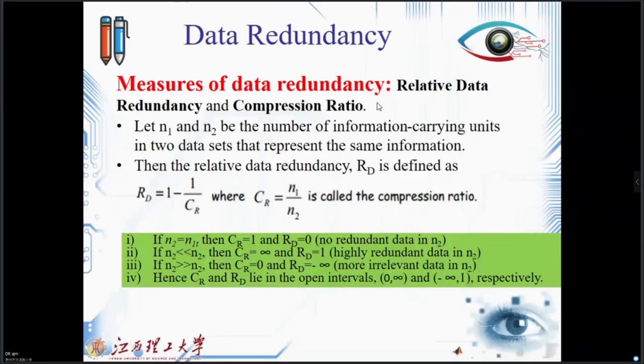The next case is that N2 is much greater than N1, then CR becomes 0. If CR becomes 0, through this formula RD becomes minus infinity, meaning that we have much irrelevant data in N2. And hence CR and RD lie in the open intervals between 0 and infinity and minus infinity to 1, respectively. Those were the cases that we can have for our data.